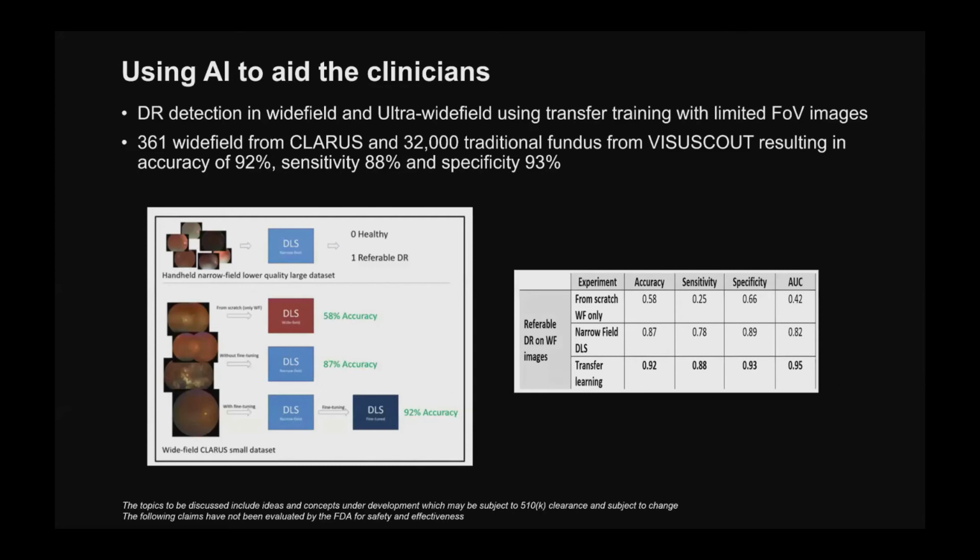If we train an algorithm just by using wide field fundus images, you could see that the accuracy would only be 58%. But when we use our transfer training technology of using the narrow field images first and then using wide field, we were able to achieve an accuracy of 92%.